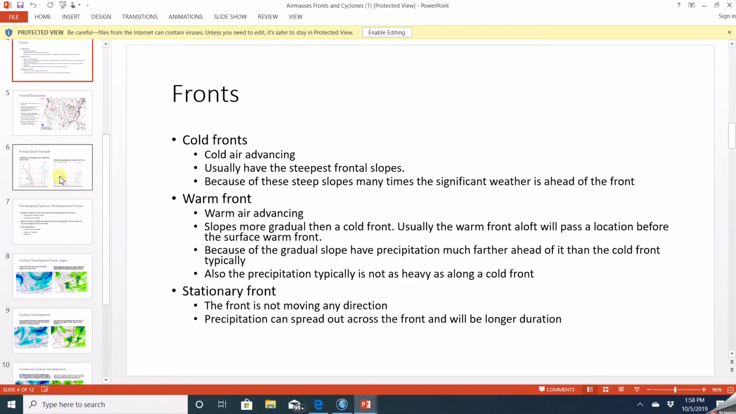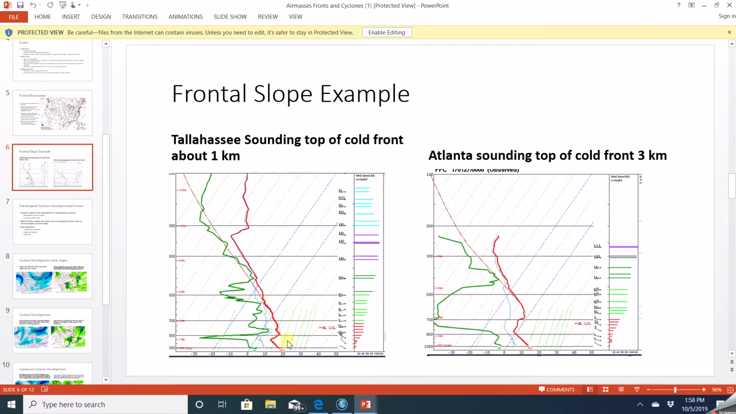I did want to show you one image here, a cold front. This would be taken after a cold front that just went through Tallahassee. Top of the cold air here, maybe 1,000 feet, 1 kilometer. Top of the cold air here, over 3,000 feet, 1 kilometer. Just in the difference from Tallahassee to Atlanta, this is a fairly shallow cold front. It wasn't that powerful, but you can see it right there.